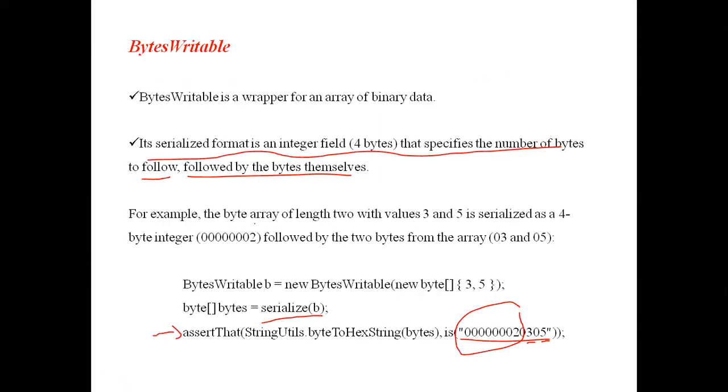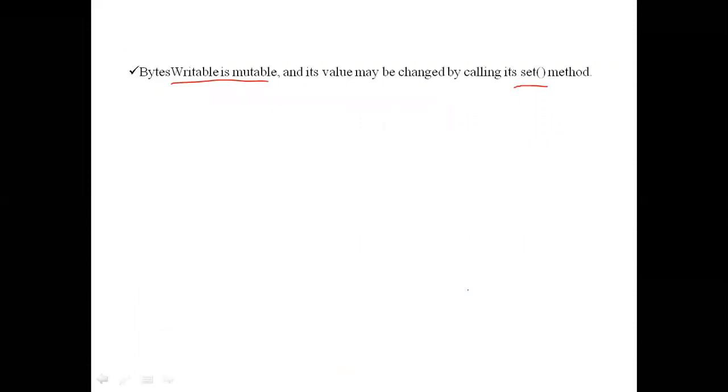For example, here for B we have given 3, 5. After some time, if I want to add 4, I can write B.set(3, 5, 4). I can add one more value; I am changing the values. 4 is also added. If I want to remove 3, so that only 5 and 4 are stored, I can give B.set(5, 4), so that 3 will be removed. Like that, at any moment we can modify the values of this BytesWritable object. It is a mutable object and its value can be changed by calling the set method.